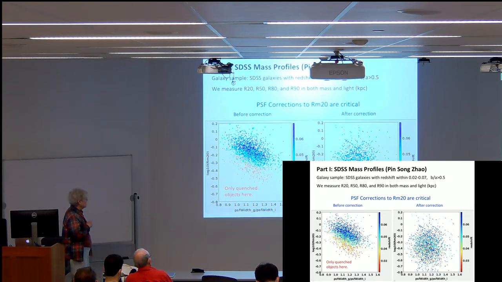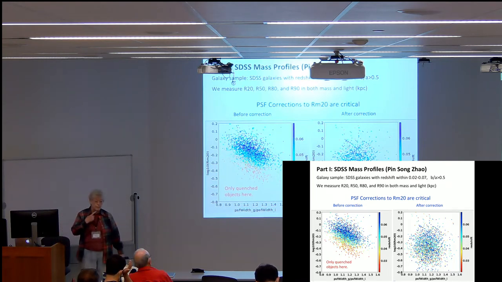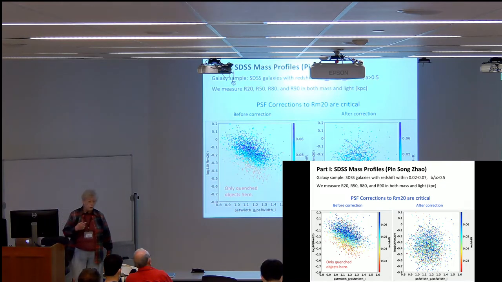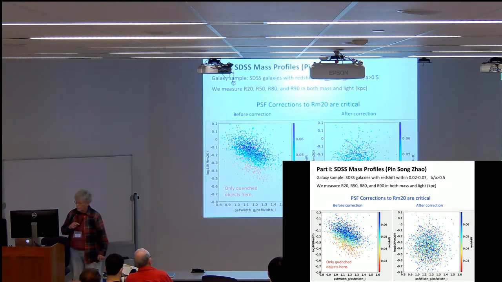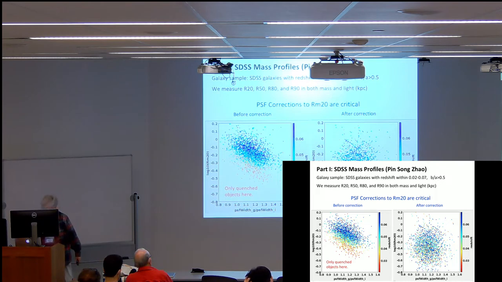Okay, so part one is a study of Sloan galaxy mass profiles. Mass profiles, as far as I know, haven't been measured yet for Sloan galaxies, and Pinson Zhao has done a heroic job of correcting for point spread function effects. In some sense, measuring mass profiles for Sloan galaxies from the ground is a harder job than getting mass profiles for galaxies from spacecraft. Here's an example of systematic errors that you see before you worry about point spread function corrections, and this is a test afterwards showing that the errors have been properly dealt with.